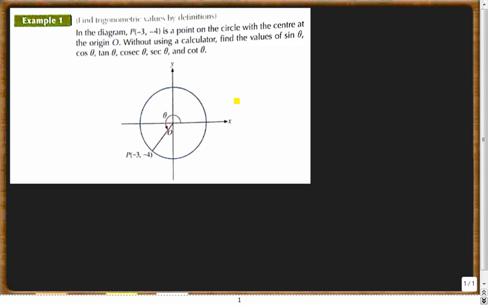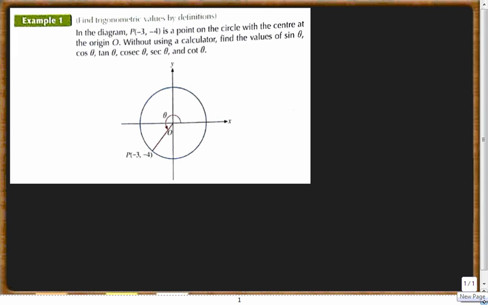Example 1 asks us to take a look at this picture, and it says that we have a diagram with a point at (-3, -4). So down here, it's on a circle with the center at the origin. It says, without using a calculator, find the values of sine theta, cosine theta, tangent theta, cosecant theta, secant theta, and cotangent theta. So we need to know what those things are first before we move on.